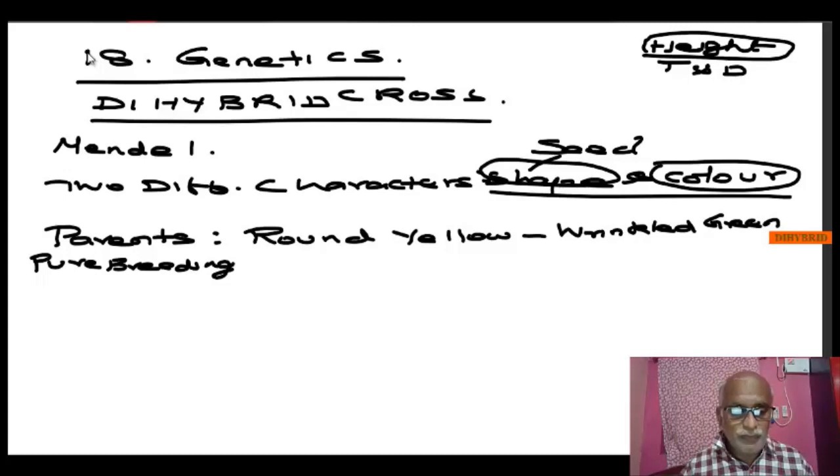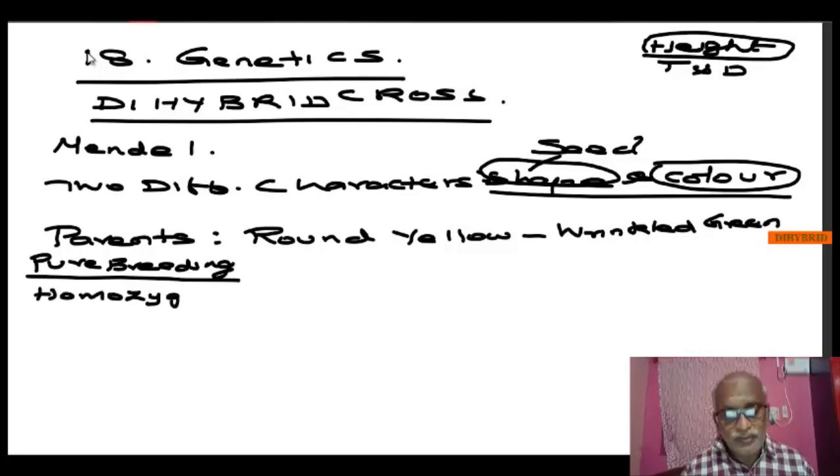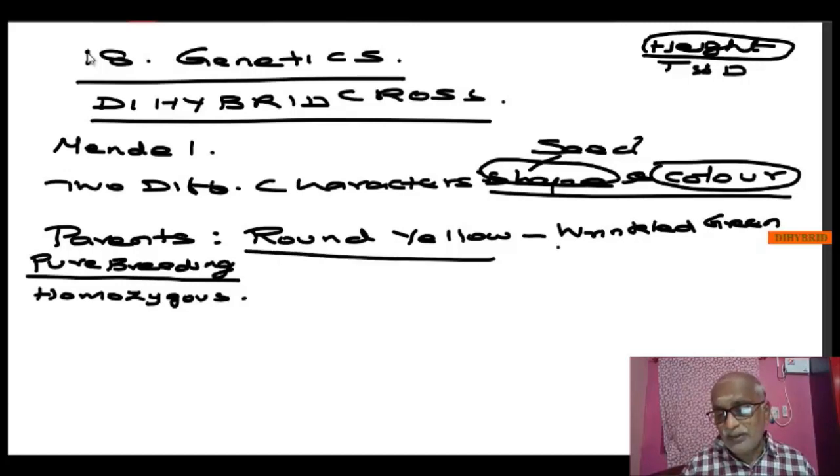If we perform more crosses, it used to give the same type of individual. That is called pure breeding. A pure breeding is always homozygous. That is, it will produce only one type of gametes, homozygous. So the parents are pure breeding and homozygous, and one parent is with round seed and yellow color seed, and another one is having wrinkled shaped seed and green color.